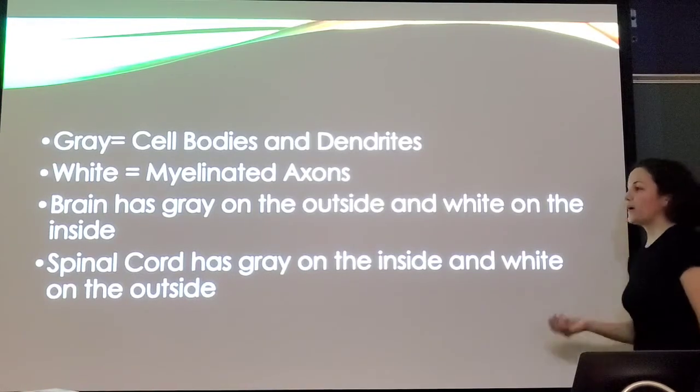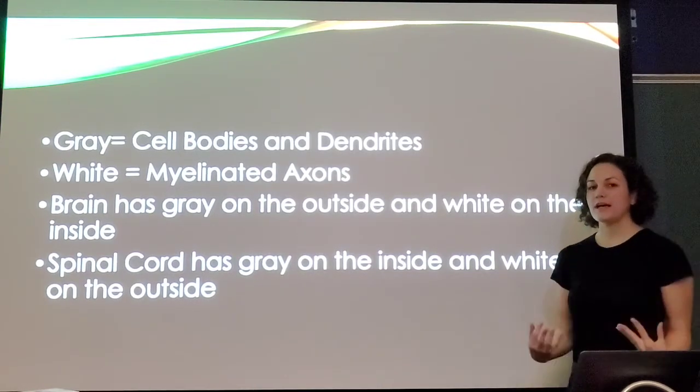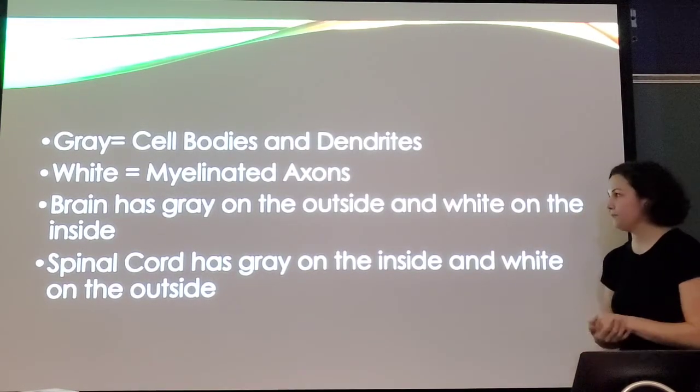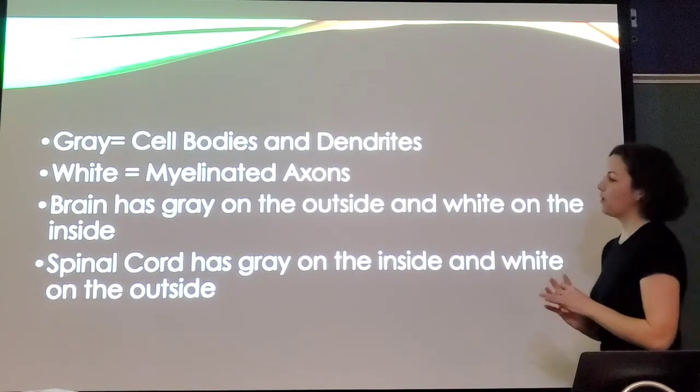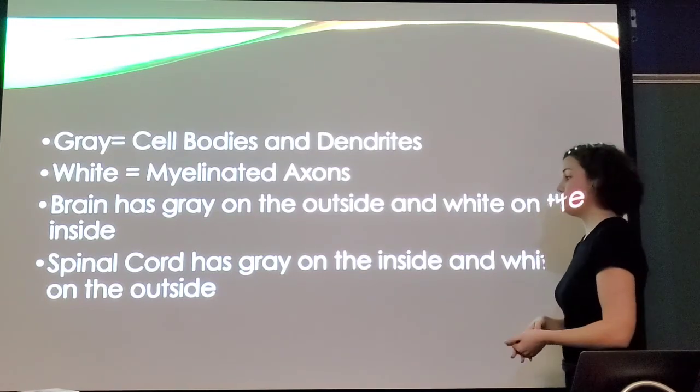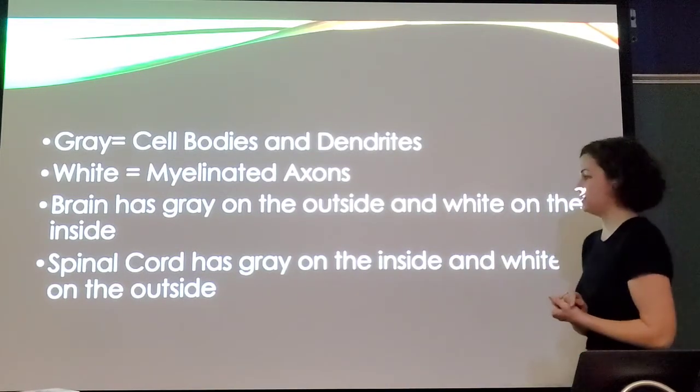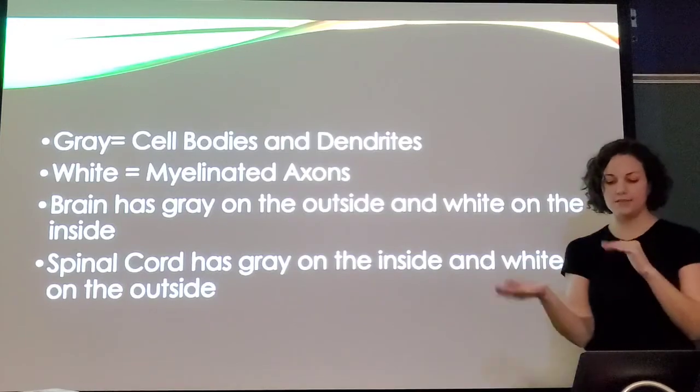Now, in the brain, you'll have gray matter on the outside. That's that cerebral cortex we talked about in a previous video. And white matter on the inside, all right? On a spinal cord, gray matter is on the inside and white matter is on the outside. So it's opposite, all right?